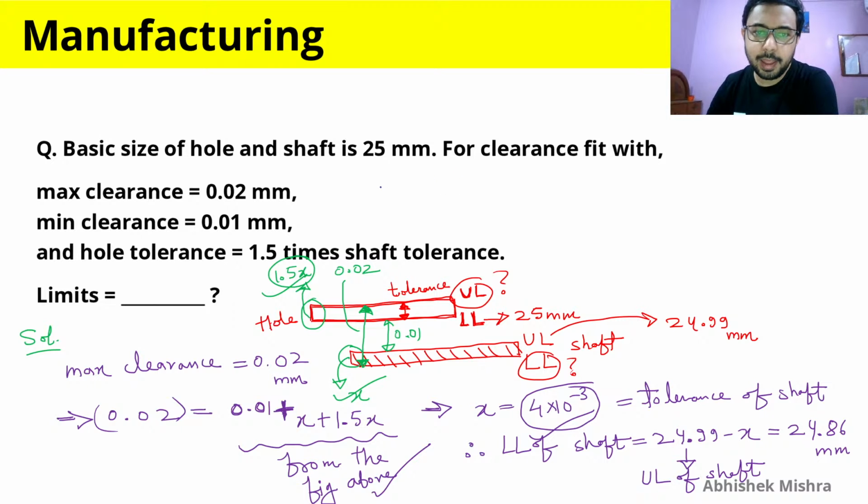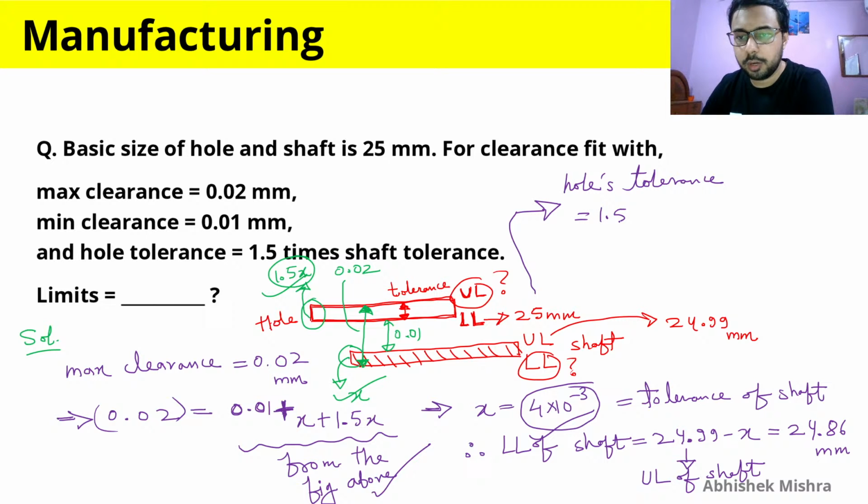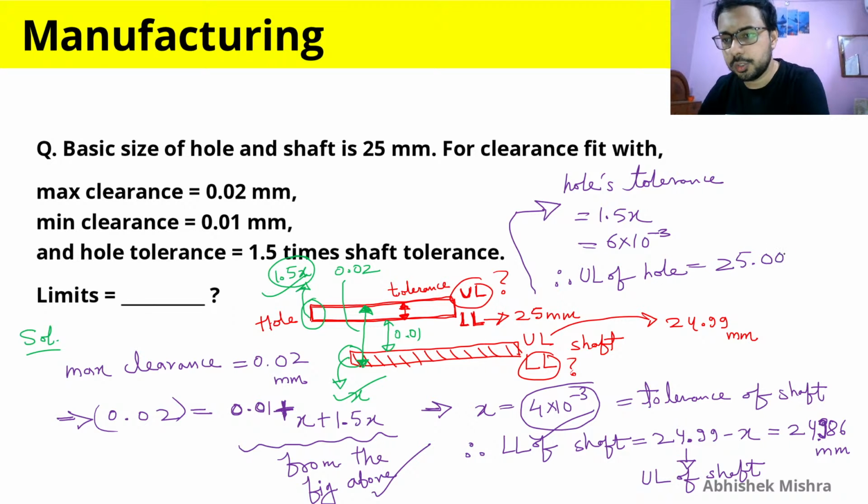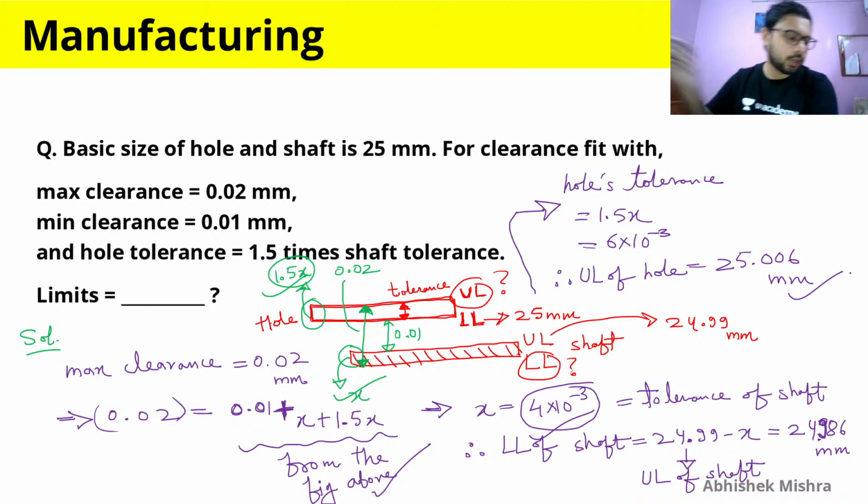Similarly, we will have a hole tolerance. So now the hole's tolerance is equal to 1.5x, so it will be 6 into 10 to the power minus 3, and therefore the upper limit of the hole will be simply 25.006 mm.